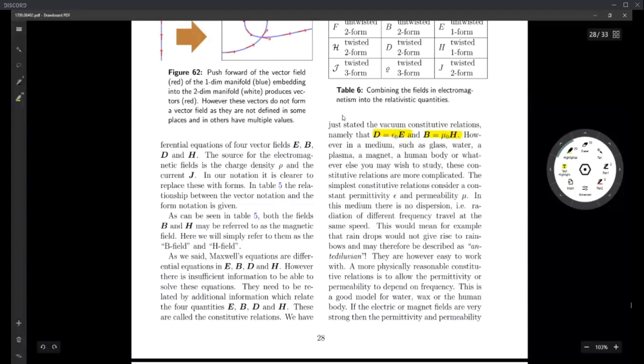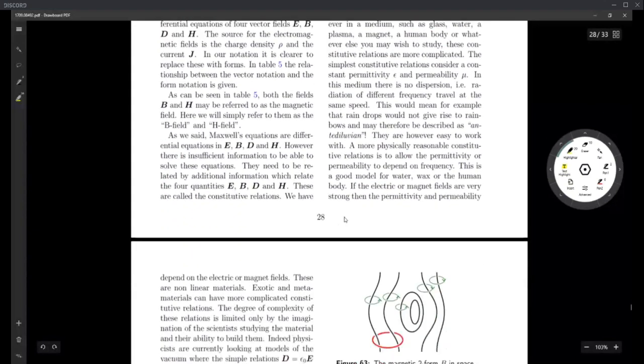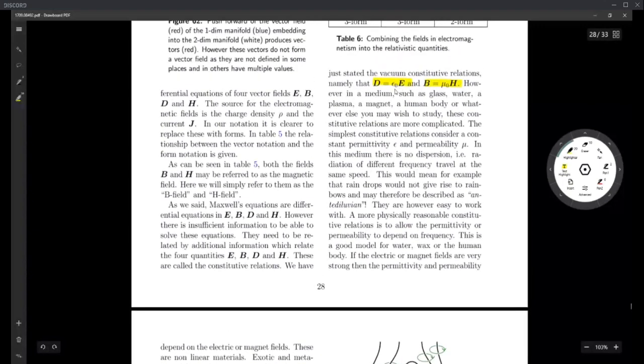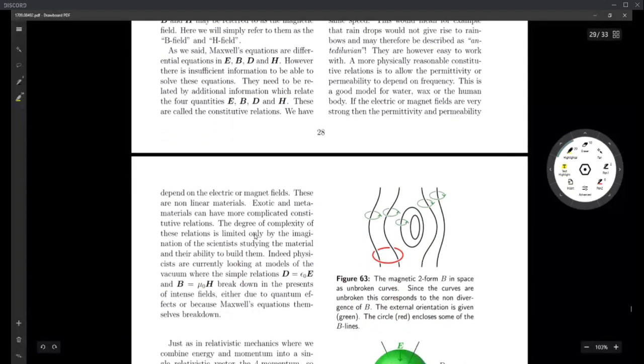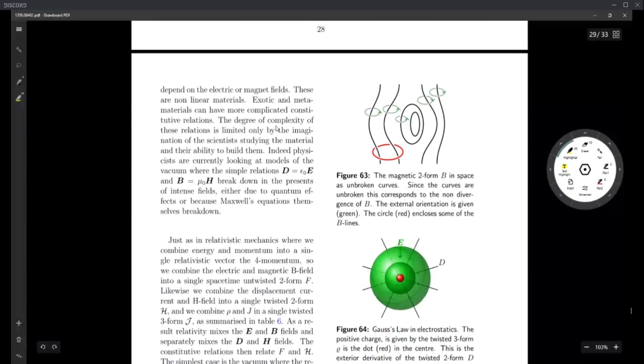So whenever you think D and E, you can keep this notation in mind. A very naive example: if permeability and permittivity were not constants, you wouldn't have rainbows. You wouldn't have all light rays dispersing equally; each frequency would disperse in different fashions.